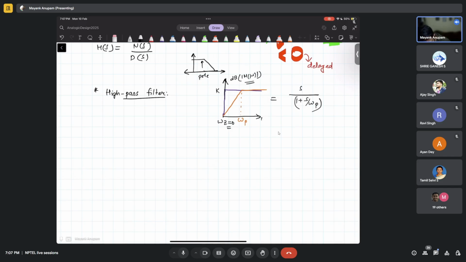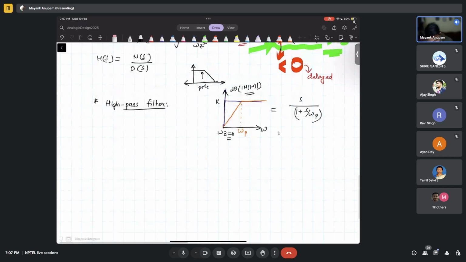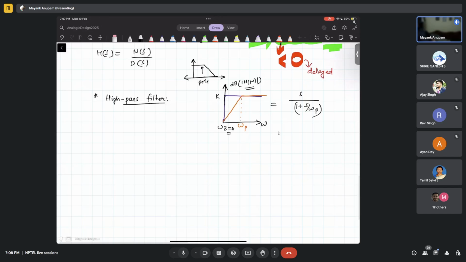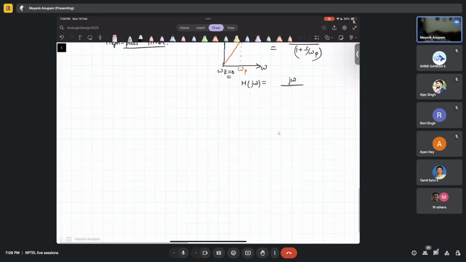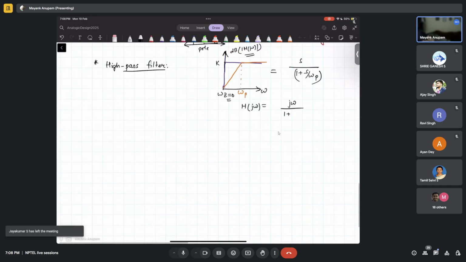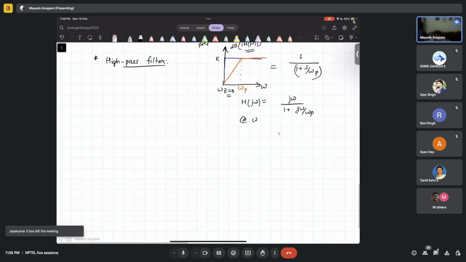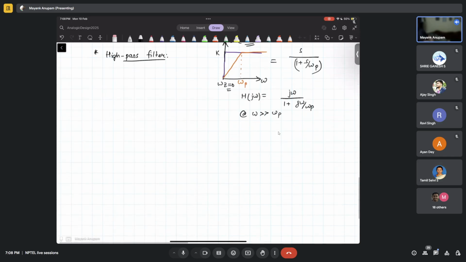Okay, and this is your omega. So this is how it is. So this is how it will look. Now at very high frequency, how will the transfer function look? So H of j omega is j omega divided by 1 plus j omega by omega p. So at very high frequencies, at omega much greater than omega p, how will it look?